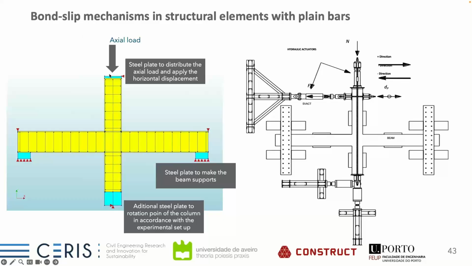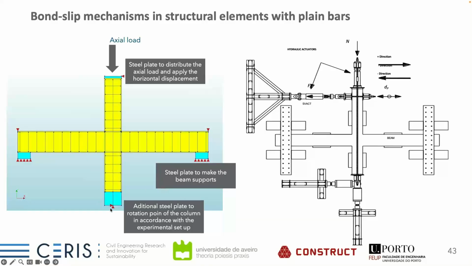We have an additional steel plate to apply the axial load and to apply the horizontal load here. And we have also added these two steel plates to make the beam supports. As you've seen, we have here two rollers that allow the beam to move on this side. And I'm sorry, an additional steel plate here, because the column is shorter, but then we have here an additional element to make sure that we have the rotation at this point. So we need to have here also a steel plate, to make sure that we have the rotation in accordance with the experimental setup.